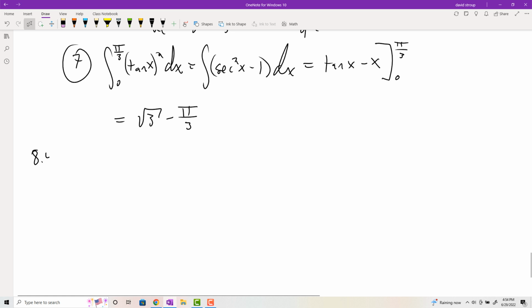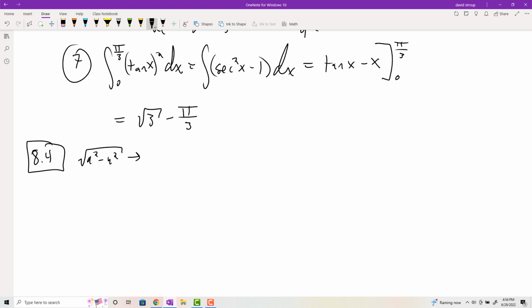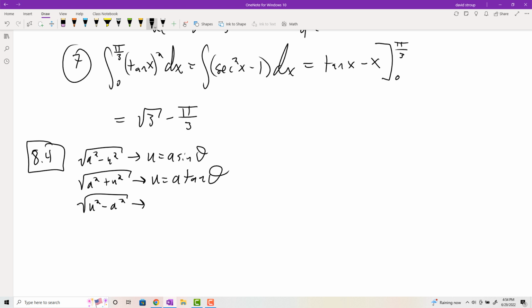All right, let's move into 8.4 then. So 8.4 is basically just the application of all of those trigonometric integrals. There were 3 types of substitutions here. You should know how to do each type. If you had the square root of a squared minus u squared, that would force you to have the sub u equals a sine theta. If you have the square root of a squared plus u squared, that would force you to use u equals a tan theta. If you have the square root of u squared minus a squared, that would force you to use u equals a secant theta.